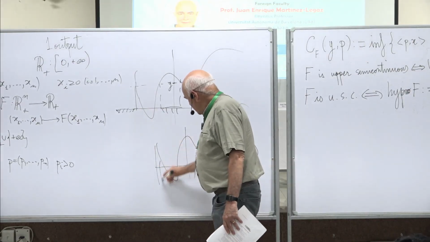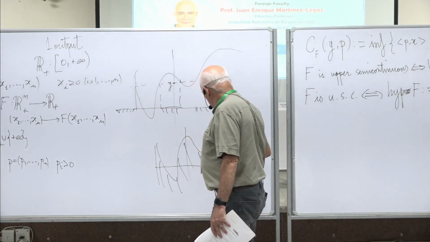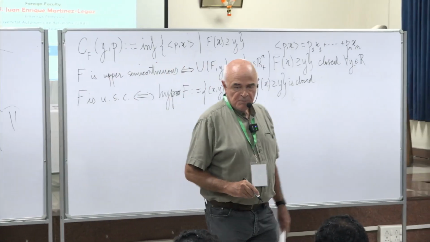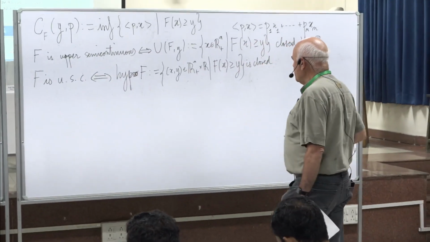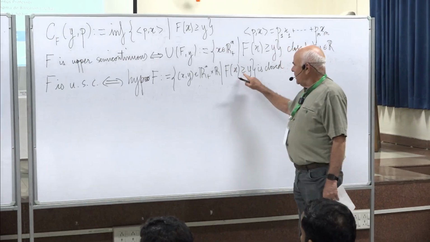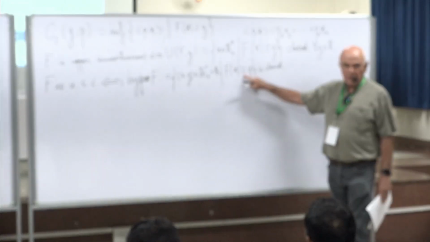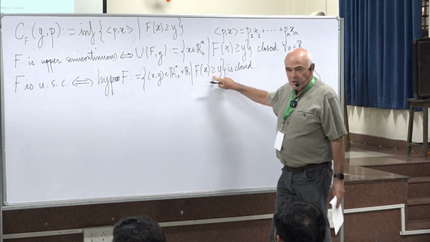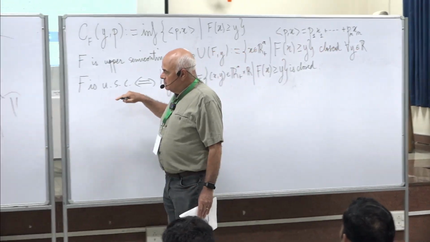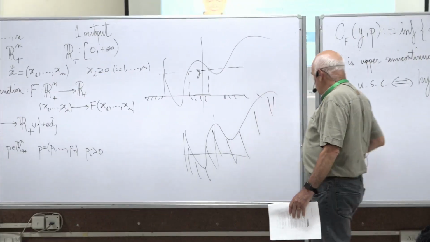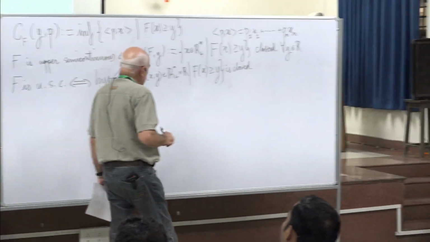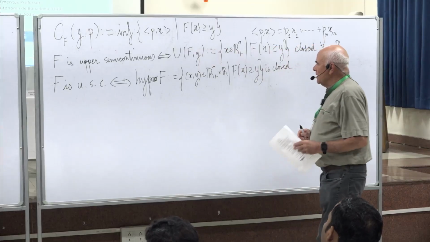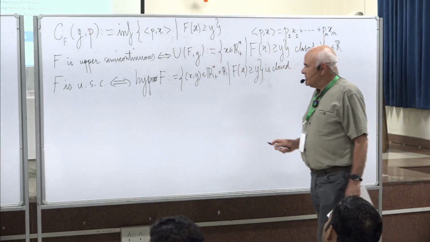The hypograph is everything which is below the graph of the function. It's in a different space. Okay? If I write equality here instead of inequality, then this is the classical definition of the graph of the function. But here it is what is below the function. Okay.